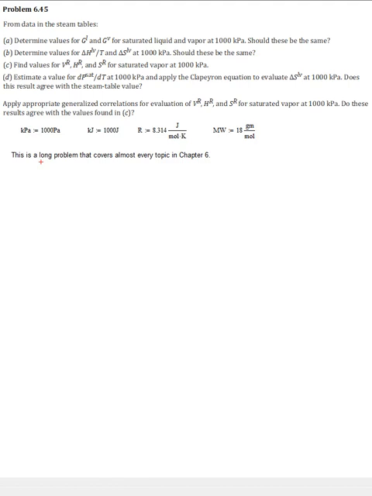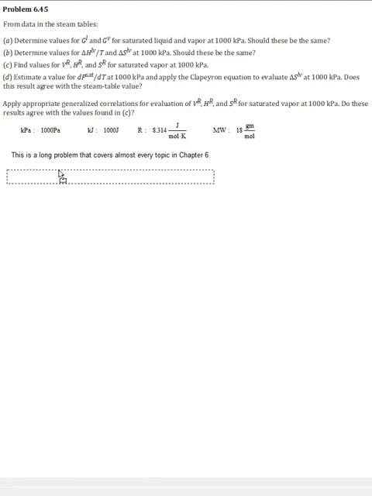The last part, which we're going to skip for now, says apply appropriate generalized correlation for evaluation of VR, HR, and SR for saturated vapor. We'll do that later with some other materials. So anyway, let's look at the first part.